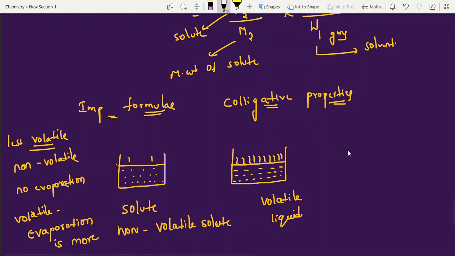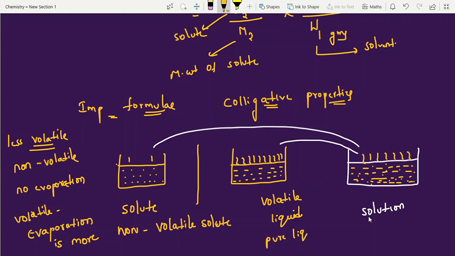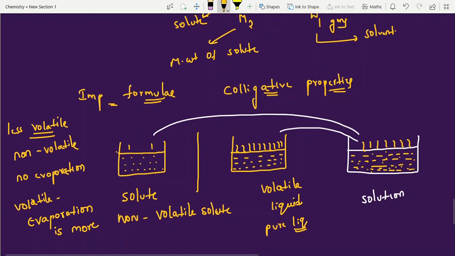Now come back to this one, students. This is the solution. Here I have added this solute and the solvent both. What happened? Look into this. Here I have non-volatile solute and volatile solvent, both. So solute you can write like dots. Now, what I observed here is the solution vapor pressure. I am speaking only about these two: this is the pure liquid, and this is the solution. I am comparing only the solvent and solution. So listen carefully here, students.